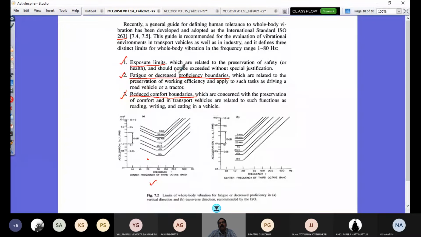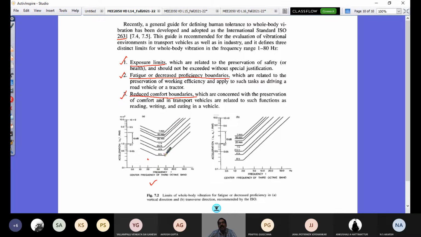So the commonly used one is the fatigue or decreased proficiency boundary. And if you go for the exposure limit, that gives priority only to safety and health, not more to the vibration aspect. Then whatever exists can be lifted up by 6 dB. You can see this on the y-axis. Similarly, for reduced comfort boundaries, that means comfort would be certainly ensured in a high-end vehicle, this would be lowered by 10 decibels, and you will have the same graphs.